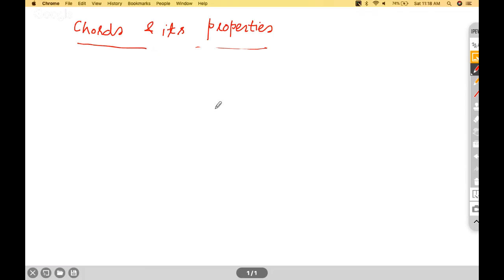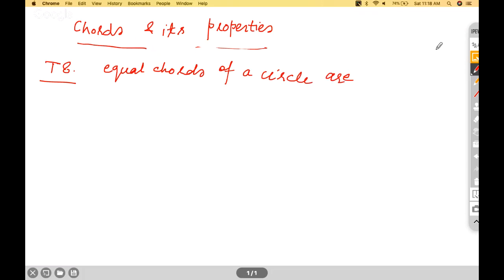Theorem 8. Theorem 8 says to me that equal chords of a circle are equidistant from the center.